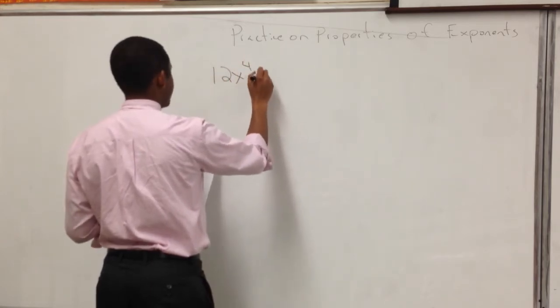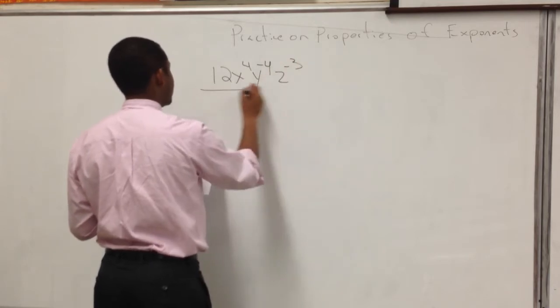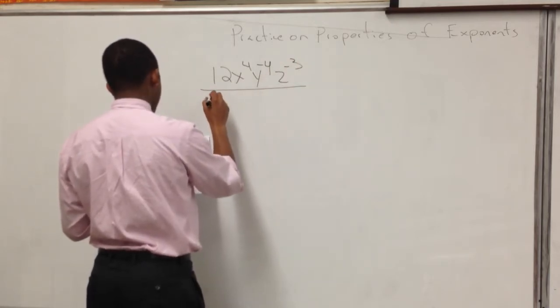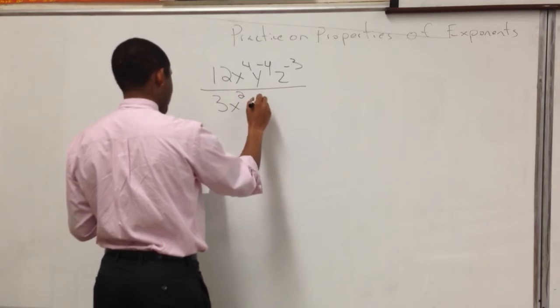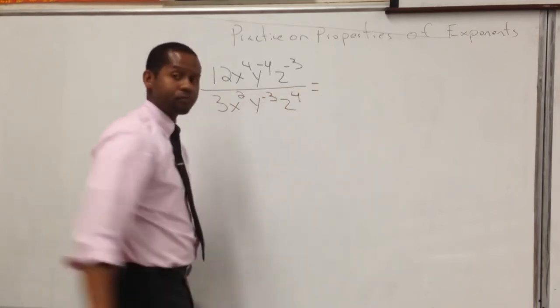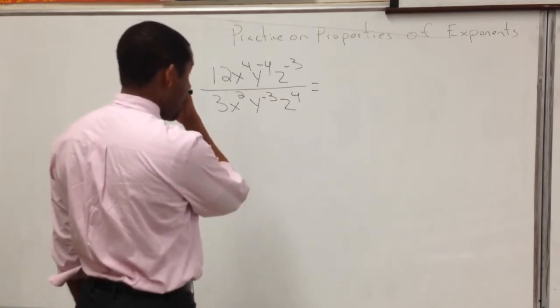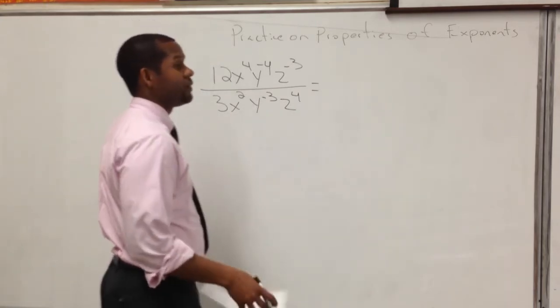12x to the fourth, y to the negative fourth, z to the negative third, over 3x squared, y to the negative third, z to the fourth. Okay? Solve that one on your own. Pause it. Hopefully you're just coming back from pausing it.